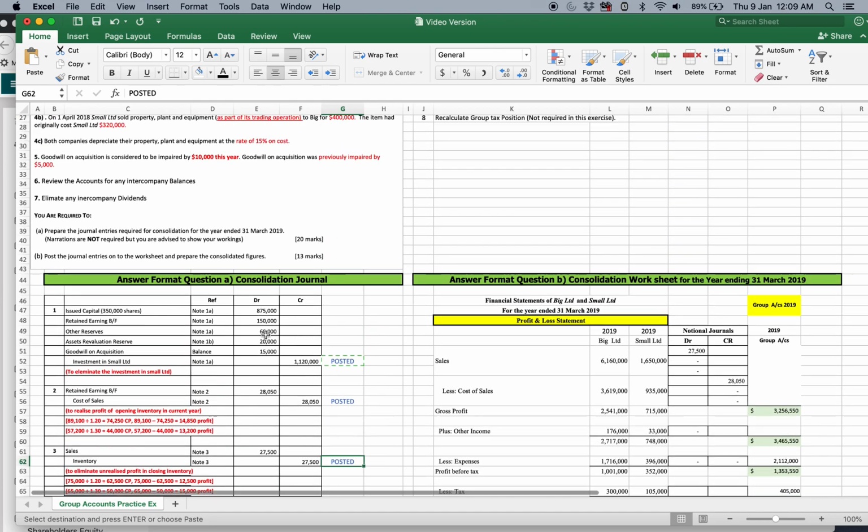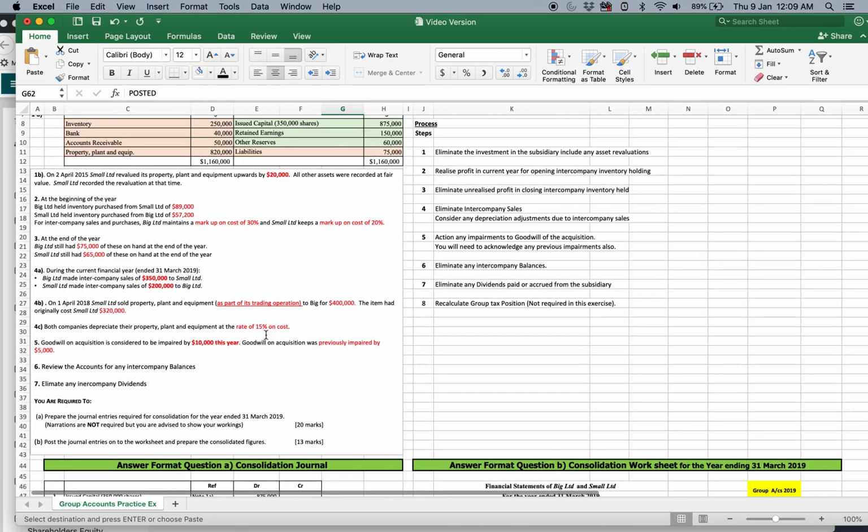Fourth thing. What's the fourth thing say to do? Eliminate intercompany sales. Consider any depreciation adjustments due to intercompany sales. Okay, that's only if one company sells another company a fixed asset, or it sells something it buys and sells, e.g. one of the companies buys and sells trucks, the other company can use a truck. So company A is recognizing the sale of the truck, company B is buying a fixed asset. Okay, there's still a margin or a profit on that, right?